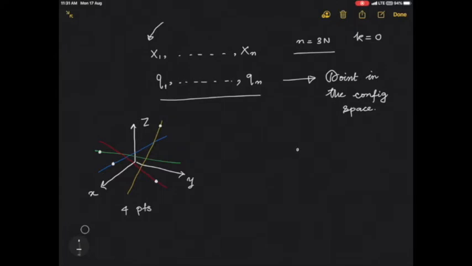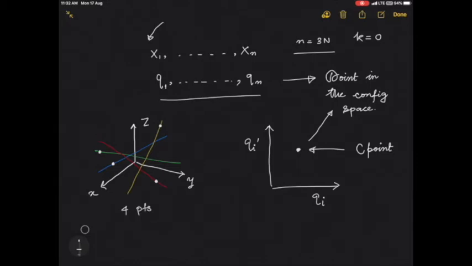But schematically, it will correspond to only one point. That's this point in the configuration space. So this is a schematic drawing again. This is configuration space. So Q_i, one of the i, say like Q_i prime. This is a point in the configuration space which corresponds to all these 4 points. This is called a C point, C for configuration.